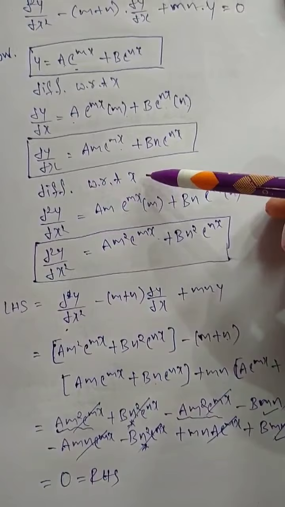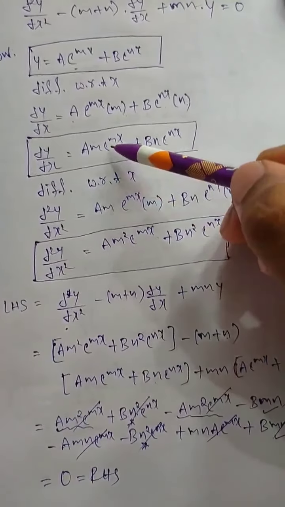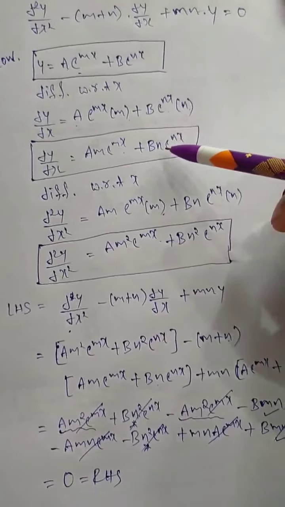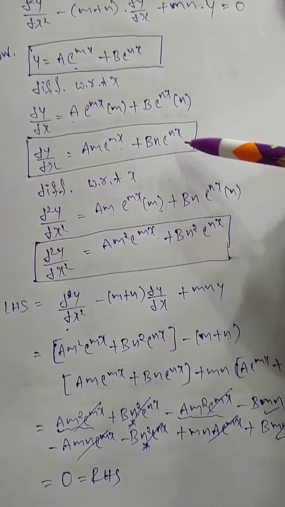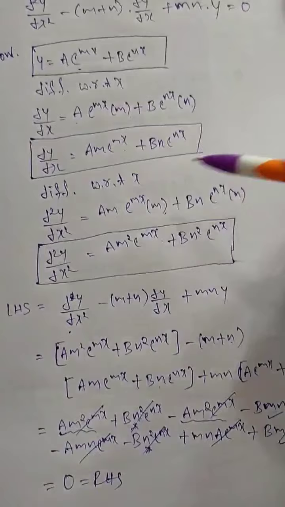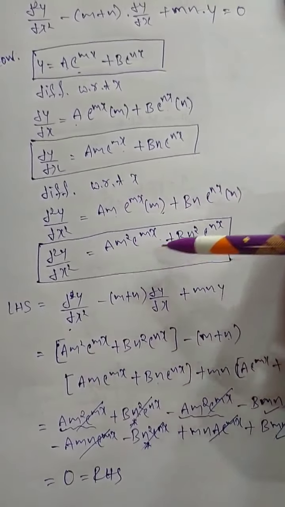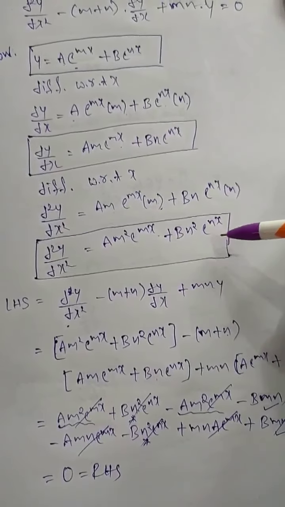Once again I am differentiating with respect to x. Here am is a constant, the differentiation of e to the power of mx is e to the power of mx into m. Here bn is a constant, the differentiation of e to the power of nx is e to the power of nx into n. m into m is m square, n into n is n square. So am square e to the power of mx plus bn square e to the power of nx.